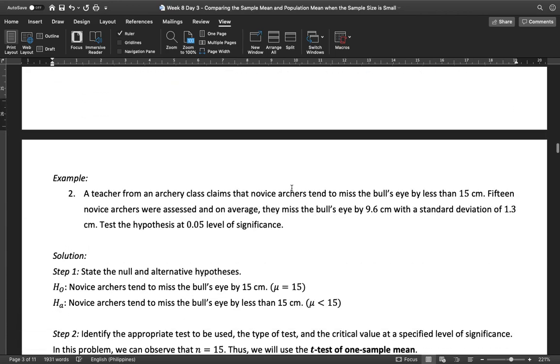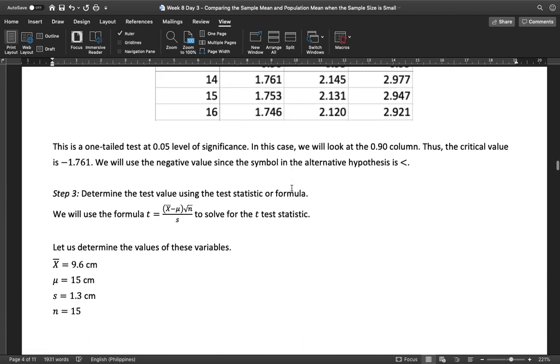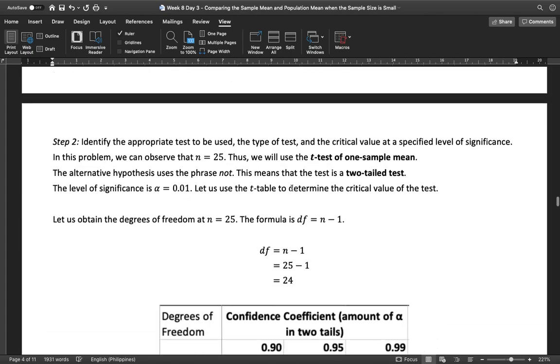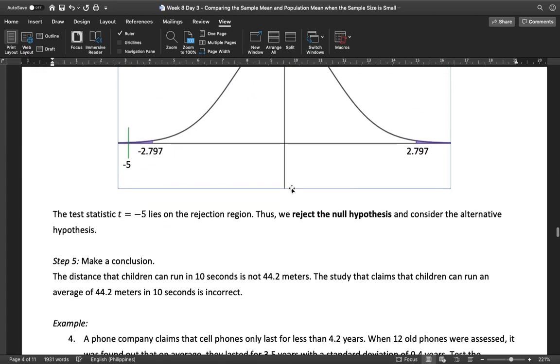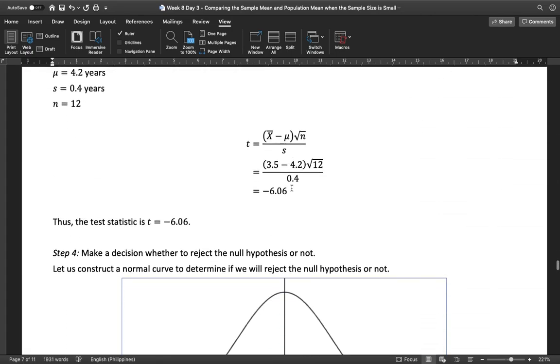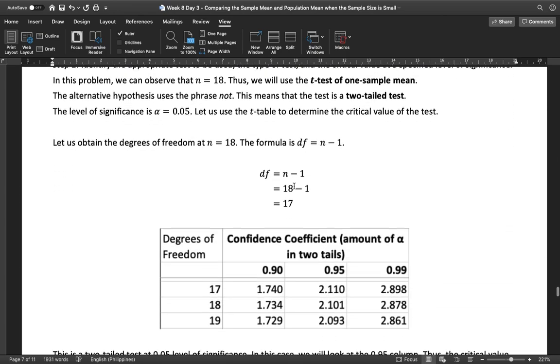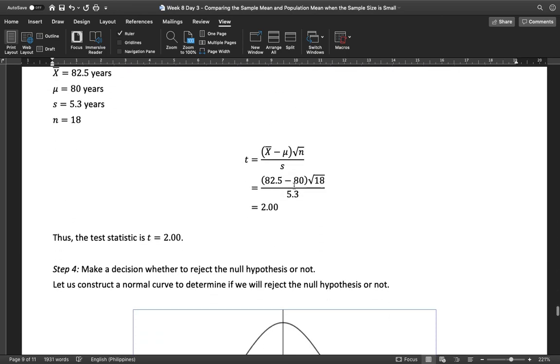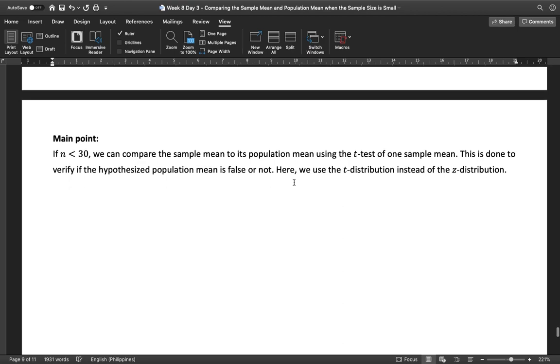Okay? So, there are other examples here. I suggest you take a look at them, study at your own pace. Okay? Mag-aralan ng maigi. And try to answer it on your own and see if you can arrive at the same answer. Practice lang, ha?